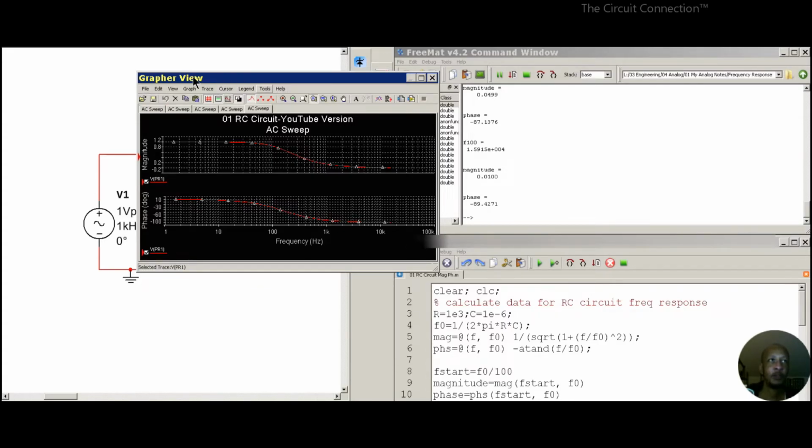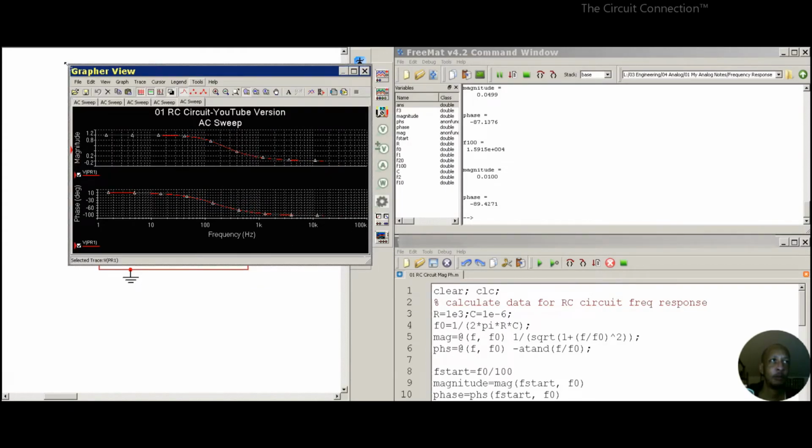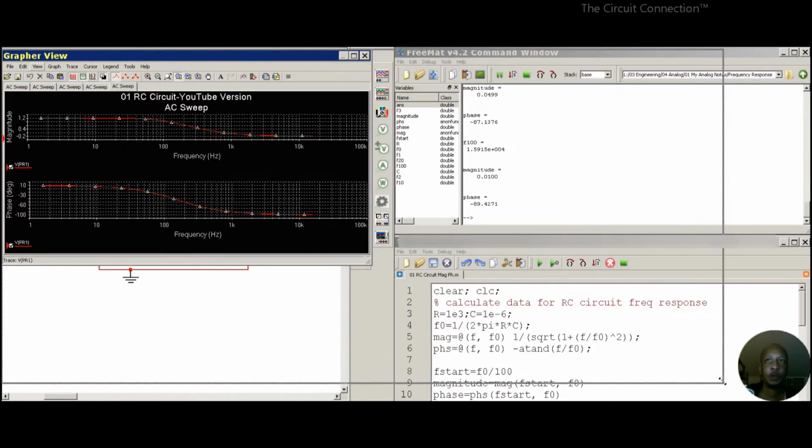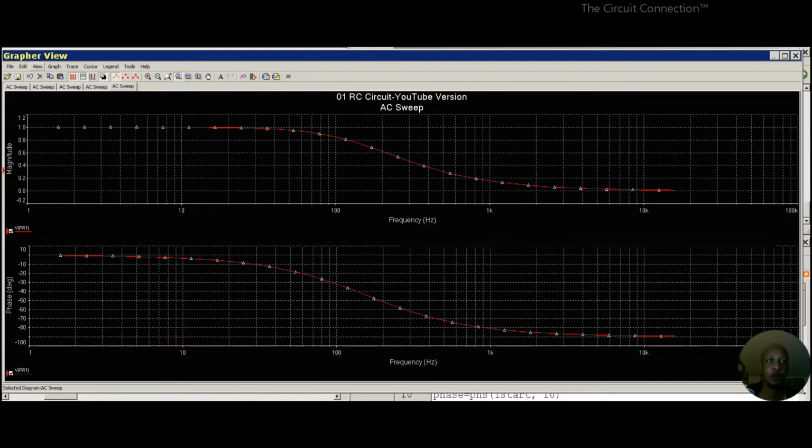So this is the plot. Let me resize the window. So you can see that this is the plot. This is what it looks like now. And up here you have magnitude, down here you have phase. Okay, you got magnitude and you got phase.